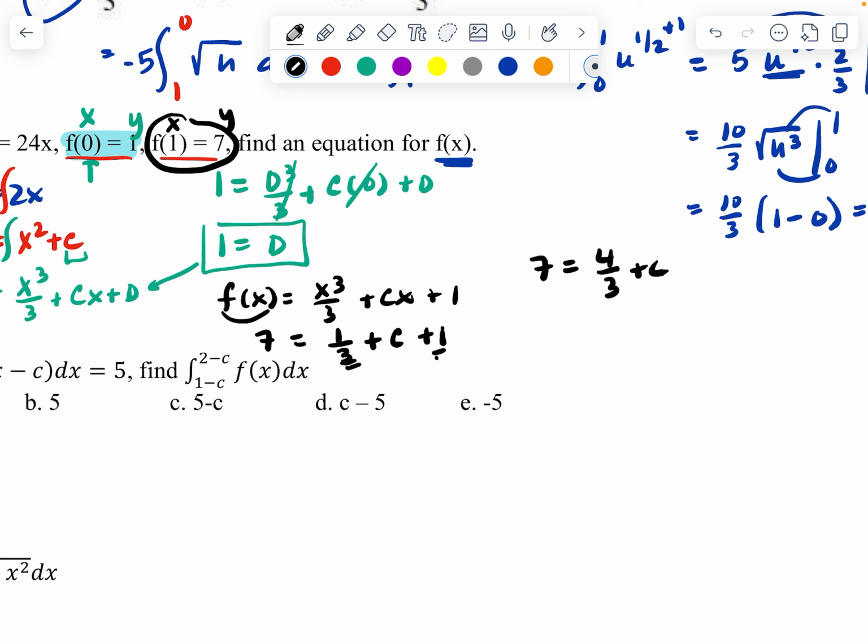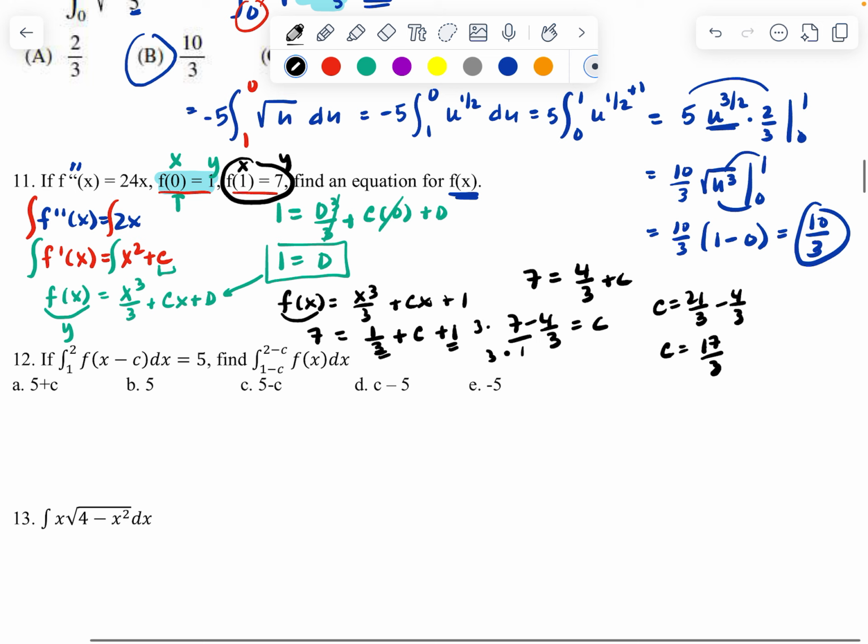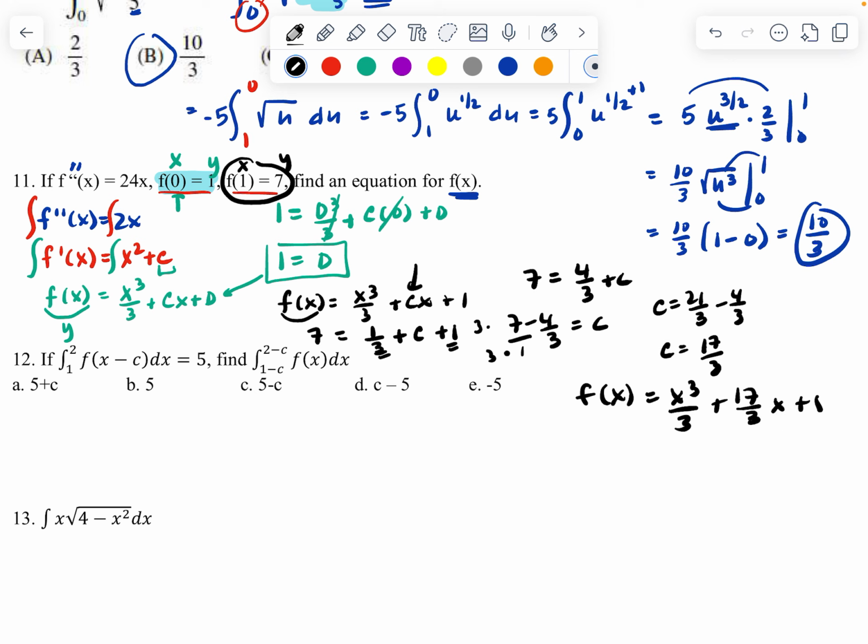So if I added these together, right? And then 7 minus 4 over 3 equals c. If I find a common denominator here, I have to multiply this by 3. So c is 21 over 3 minus 4 over 3. And 21 minus 4 is 17 over 3. Okay, kind of a gross little answer, but it's okay. So what's my final answer going to be? I have f of x equals x cubed over 3, the c value I just found was 17 over 3, x, and then plus 1.